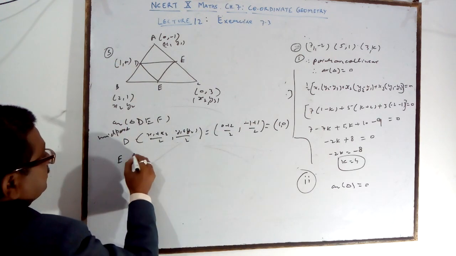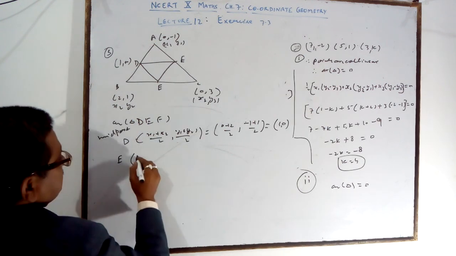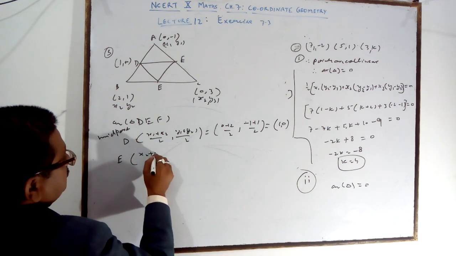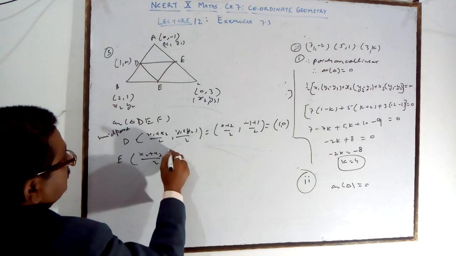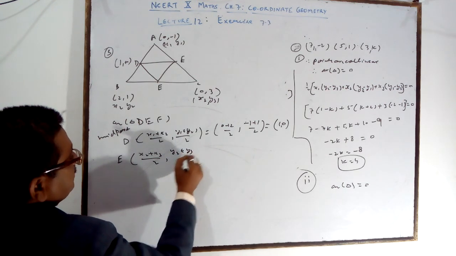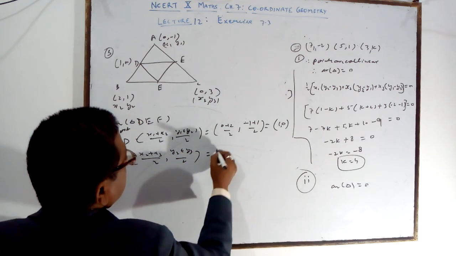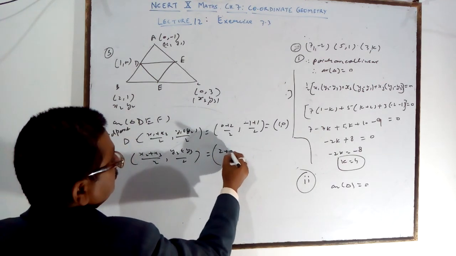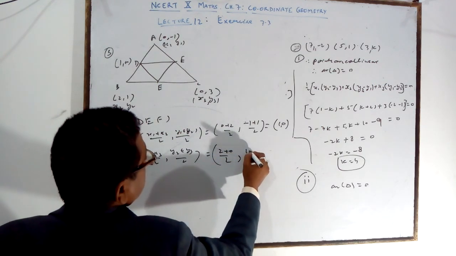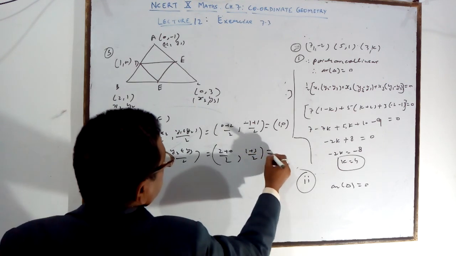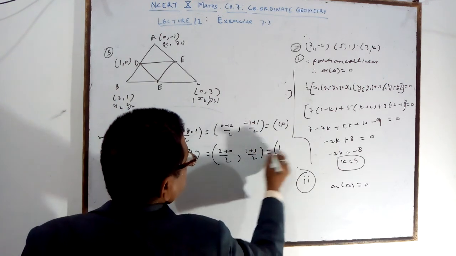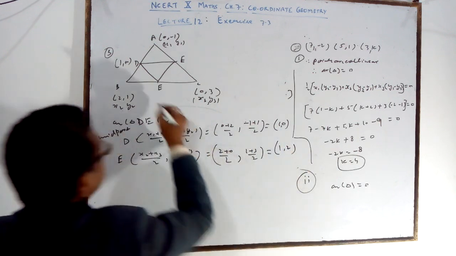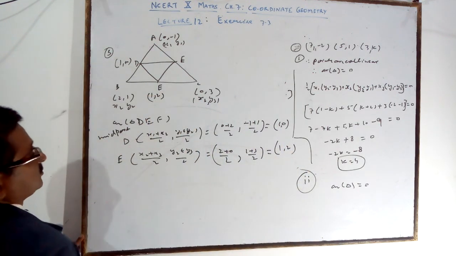Coordinate of E: (x2 plus x3) by 2, (y2 plus y3) by 2. What will you get? (2 plus 0) by 2, (1 plus 3) by 2. What are you getting? 2 by 2 is 1, 4 by 2 is 2. It is the coordinate (1, 2).